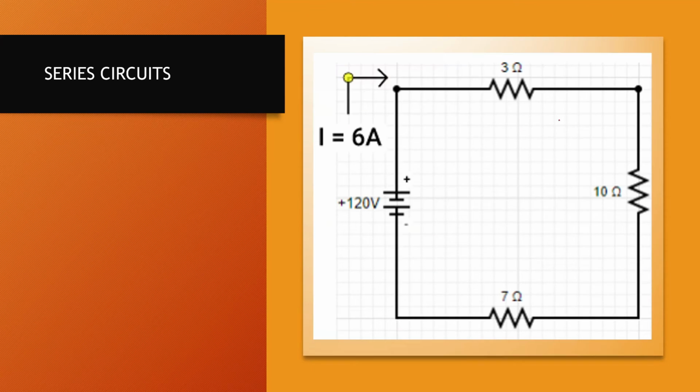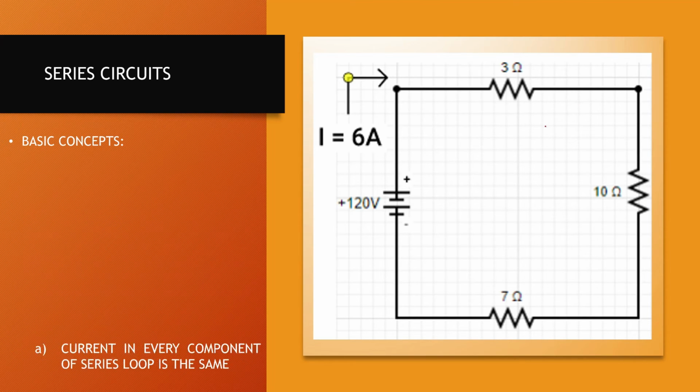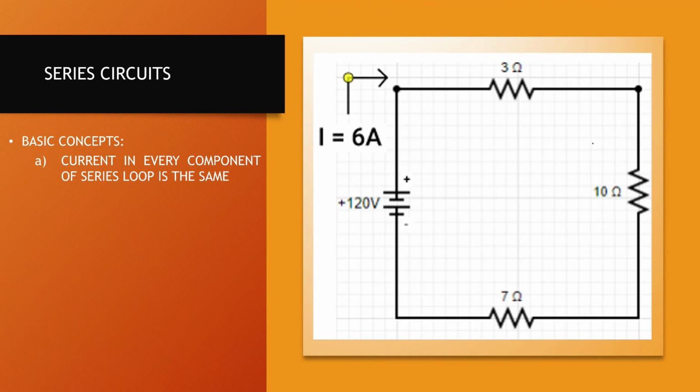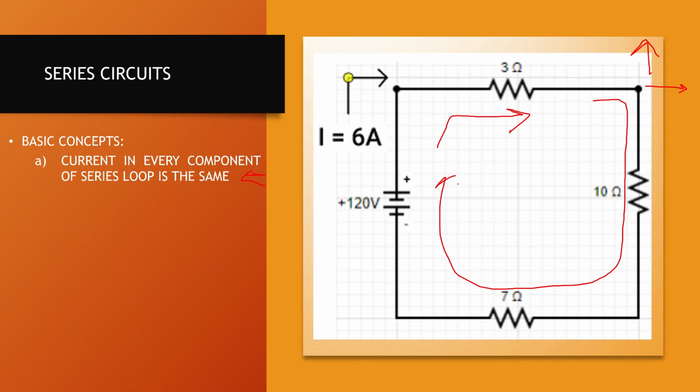So now let us see series circuits. This is a series circuit over here, and there are some basic concepts that apply to a series circuit. The first thing is that current in every component of the series circuit is the same. What does this statement mean? This means that when the current starts flowing like this, it does not have any other path to go. It can't flow over here, it can't flow over here, it can just flow like this. So it starts at 6 amps, it's going to be 6 amps, 6 amps. So in a series circuit, current would always be the same.